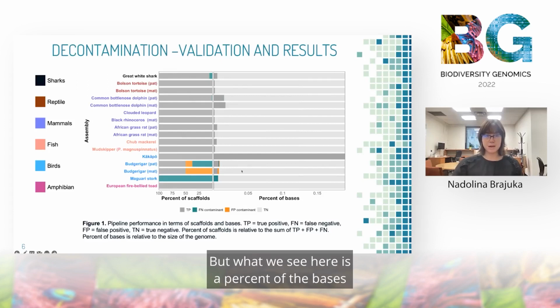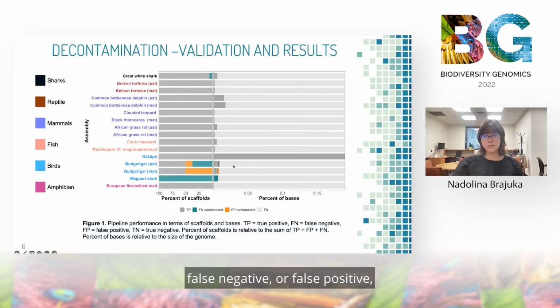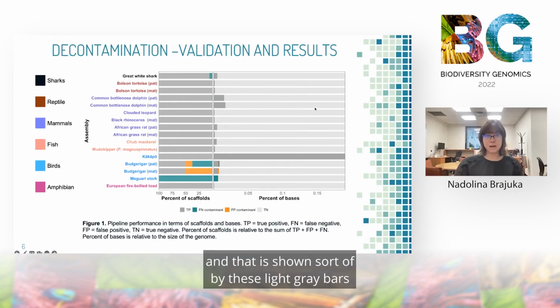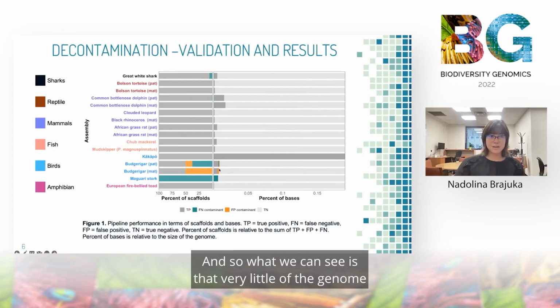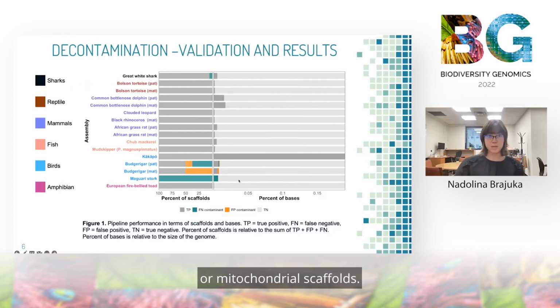But what we see here is a percent of the bases in the entire genome that are either true positive, false negative, or false positive. So 100% is the size of the genome, and that is shown by these light gray bars, even though the scale only extends to 0.2%. And so what we can see is that very little of the genome is actually made up of these contaminant scaffolds or mitochondrial scaffolds.